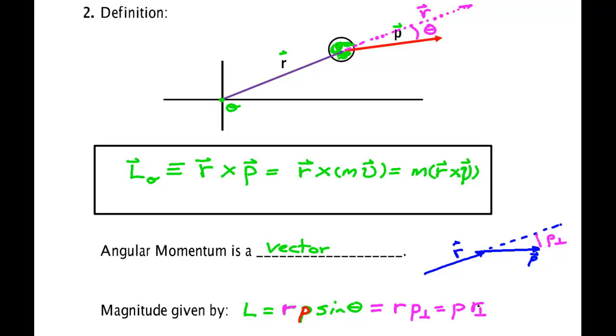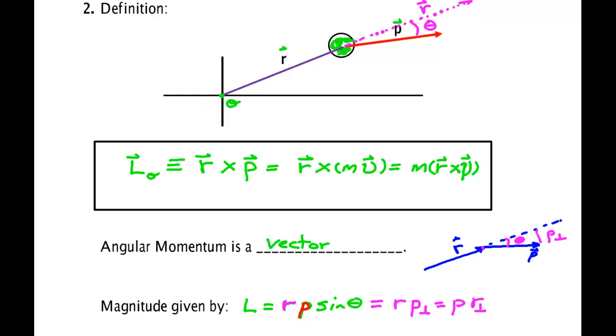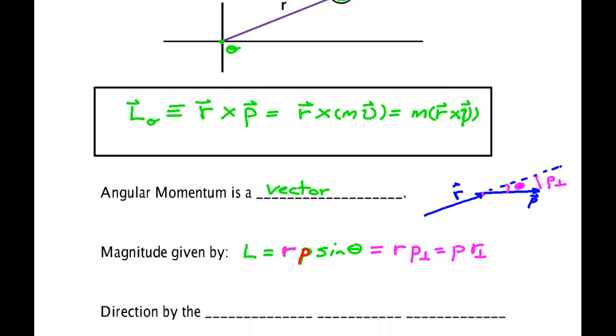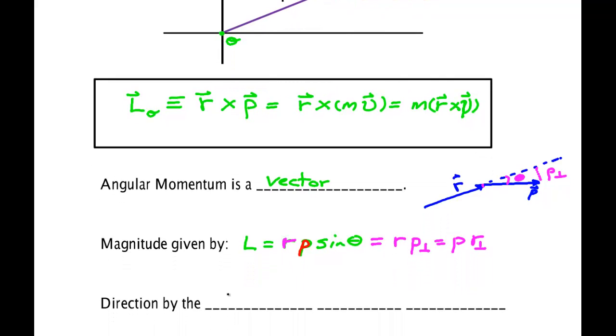And then, depending on whether you need a sine or cosine, it's whatever you need to find the perpendicular component. If you have this angle, then it is the sine. But if you had another angle, for instance this angle or something else, then it might be something different. It could be cosine. Now, the direction is given by the right hand rule.